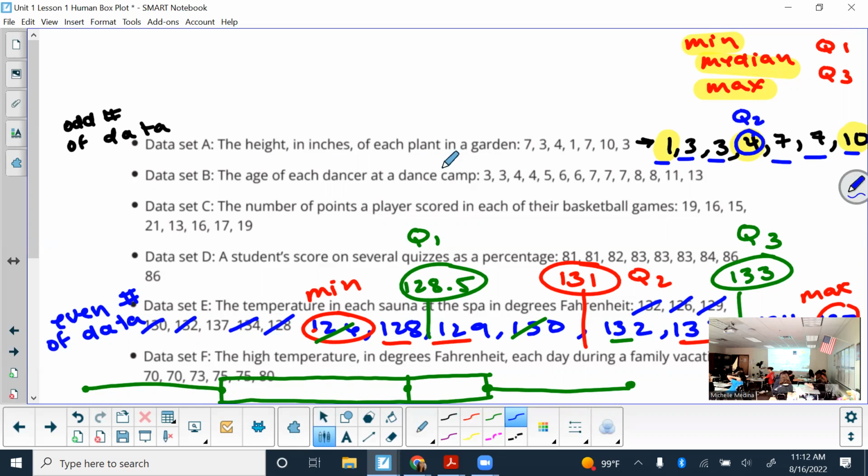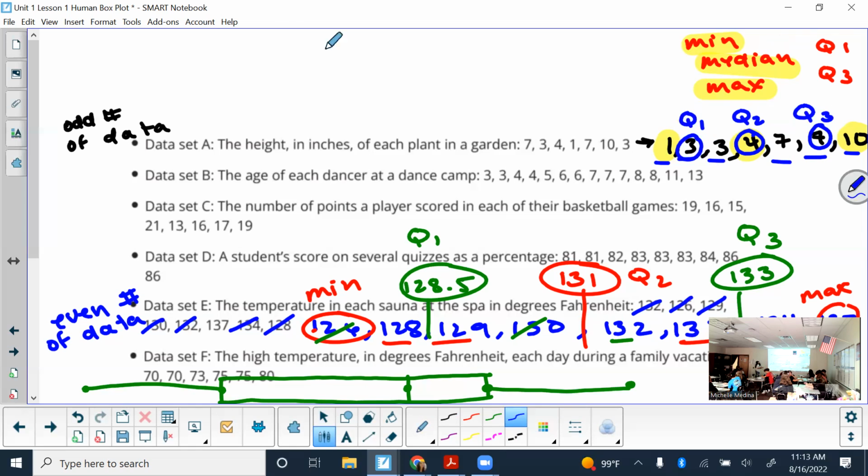So what's my Q1? 3. What's my Q3? 7. And you'll notice the quartiles split the data into quarters. There's 4 quarters in a dollar, right? So now I have it split into 1, 2, 3, 4. All right, then that's how you make your box plot.